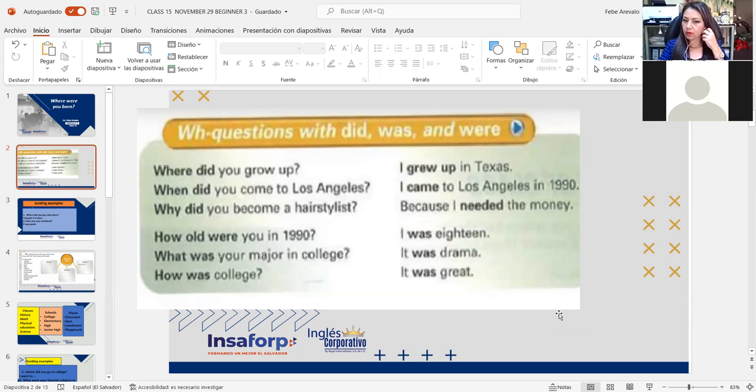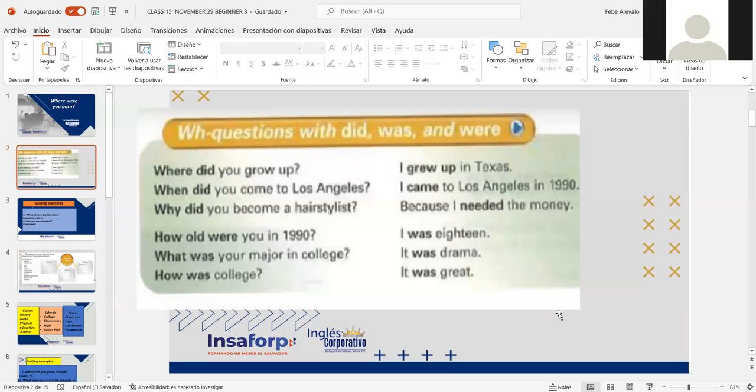Where did you grow up? I grew up in Texas. When did you come to Los Angeles? I came to Los Angeles in 1990. Why did you become a hairstylist? Because I needed the money. How old were you in 1990? I was 18. What was your major in college, lady? It was drama. How was college? It was great.